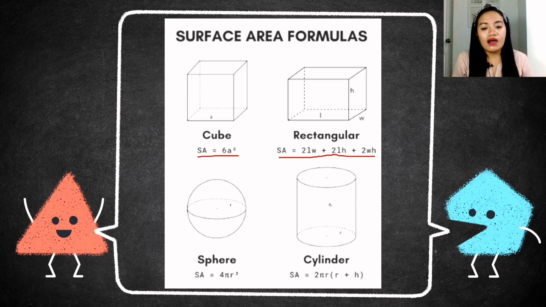So sa sphere, the formula is surface area is equal to 4 times pi times radius raised to 2. And sa cylinder, we have surface area is equal to 2 times pi times radius times the quantity of radius plus height. So, hindi muna natin i-derive kung paano nakuha yung formula ni sphere at ni cylinder.